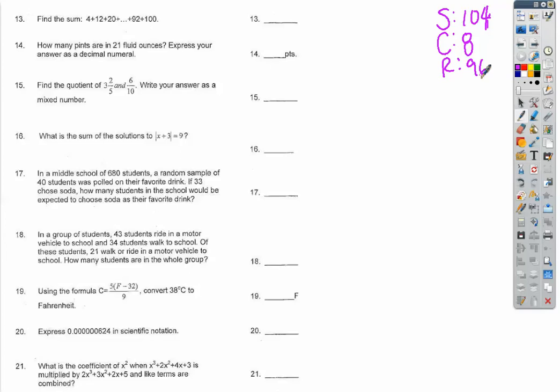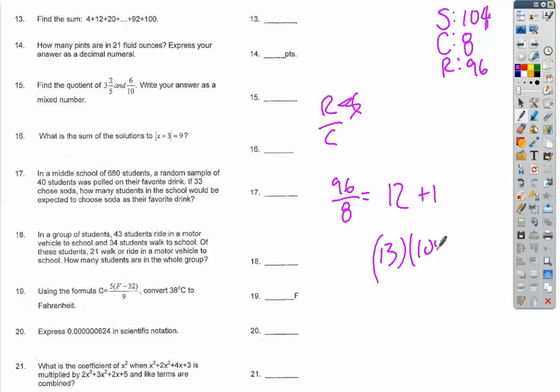Now, what I'm going to do is take the range and divide by the counting number. So in this case, it is 96 divided by 8, which is equal to 12. Now, I'm always going to add 1, just the way it is. So I have 13. So I have 13 groups, in essence, of 104, the sum. And then I may have a number in the middle. So in order to negate that, I'm going to divide by 2.